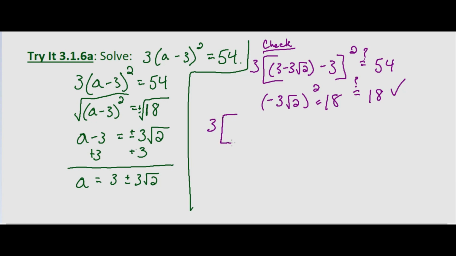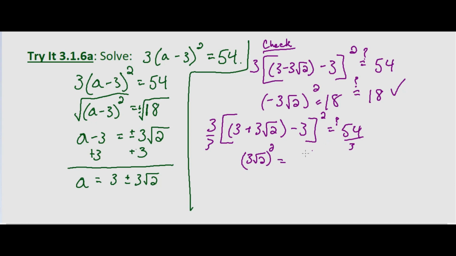So 3 times a is 3 plus 3 times the square root of 2, minus 3, squared. We want to know, does that equal 54? So 3 plus 3 times the square root of 2 minus 3, that's just going to be 3 times the square root of 2, squared. And dividing both sides by 3 first, we're going to get the 18 again.